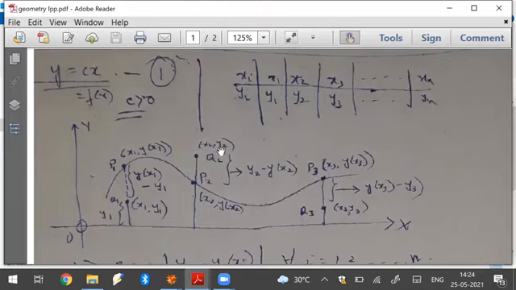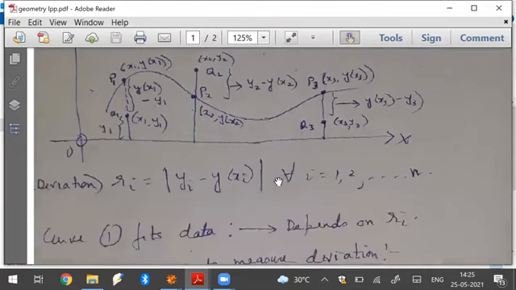Here the deviation is this much, and y2 is greater than y(x2), so y2 minus y(x2). Similarly, we can continue for all the corresponding points on the data curve and the points given in the data table, and find the deviation in each case. Sometimes y(xi) is greater than yi, and sometimes yi is greater than y(xi). So it is better to consider only the magnitude, not the sign, that is, the distance.